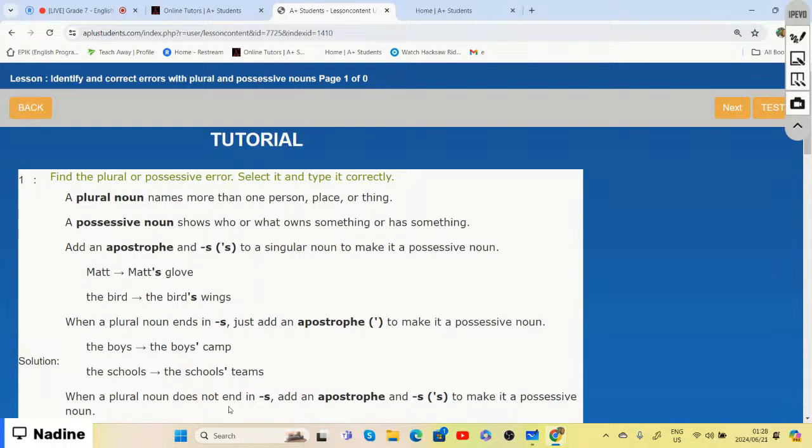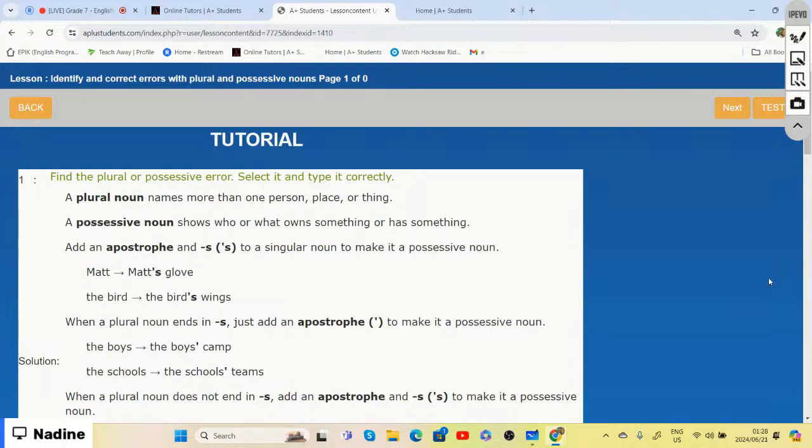All right. And then we can say that even here with the schools, right? And then we say the schools' teams because now we're making mention of more than one school, right? And we're talking about more than one team. So now we're going to our test where we're going to identify incorrect errors with plural and possessive nouns.